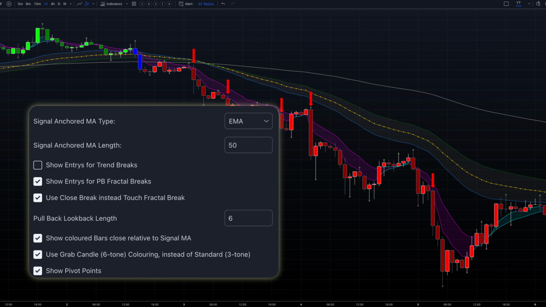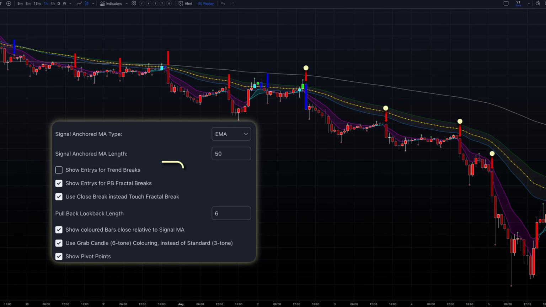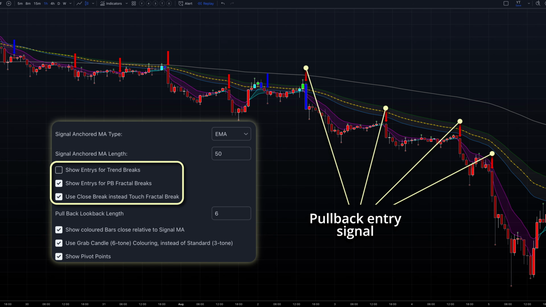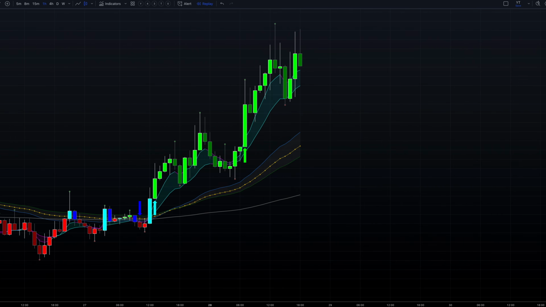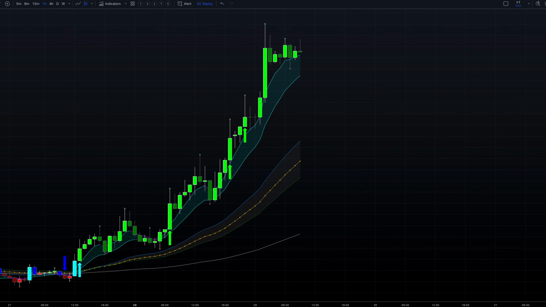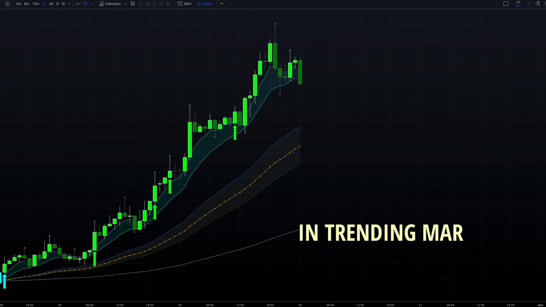Price bars are color-coded relative to the signal moving average, using either a simple 3-color scheme or a detailed 6-color grab candle scheme. Alerts appear as arrows when price action signals a trend break or pullback, aligned with the overall trend, respecting pivot points. Best suited for higher time frames like 60-minute, 4-hour, or daily charts, this indicator shines in trending markets.